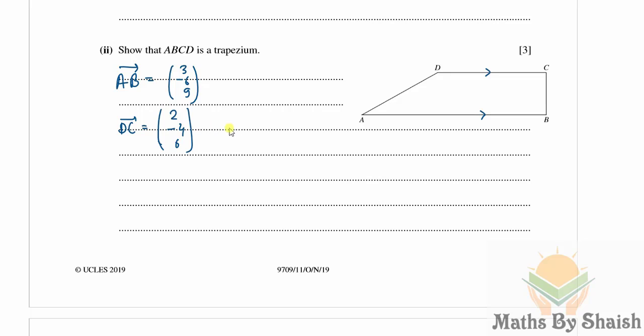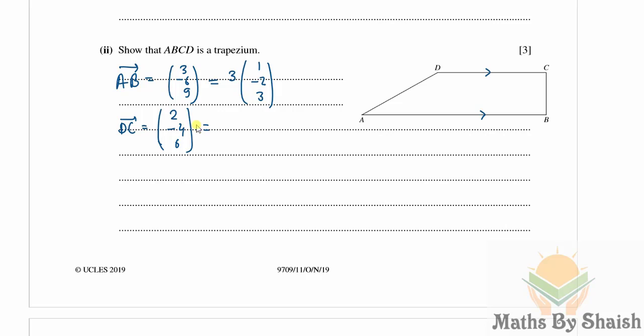So we have the DC vector. Now if we somehow prove or find a constant such that AB is lambda times or k times DC, then we can say that these two vectors are parallel. So here we can rewrite it: I can take 3 common from the first AB vector, we will get 1, minus 2 and 3 here.